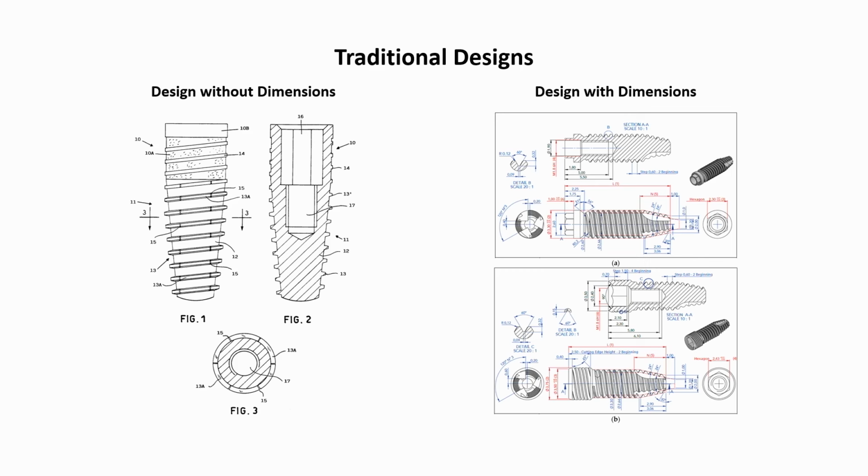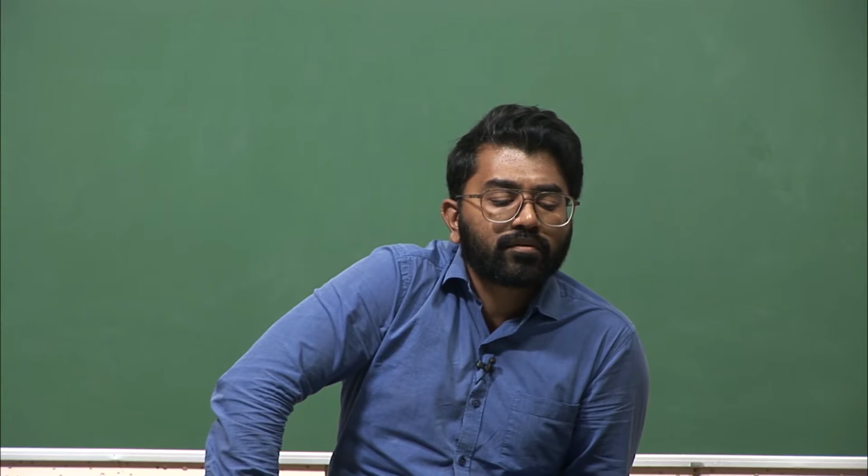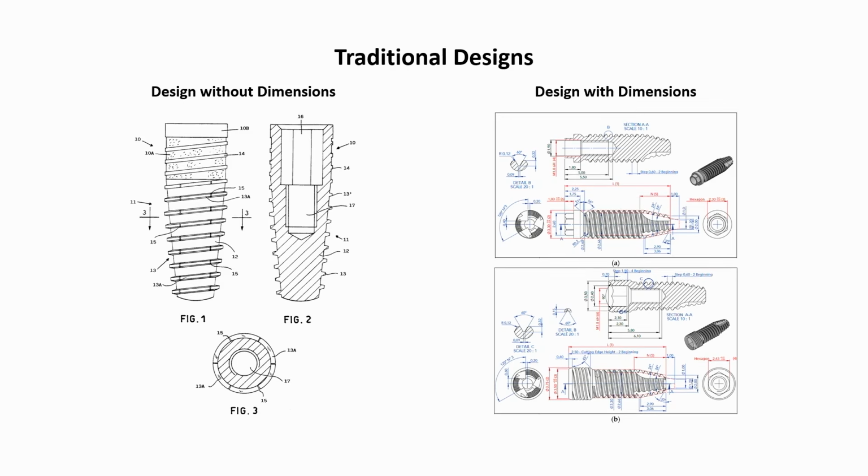So, under the traditional designs there are 2 types. First is design without dimensions. So, you are looking at a screw kind of implant. This could be some form of dental implant. So, this is typically defined by a certain edge length and spacing, and there is a thing called pitch, which is basically the spacing between the 2 helical threads, which is going from top to bottom or bottom to top. Then you have different views to take a look at it.